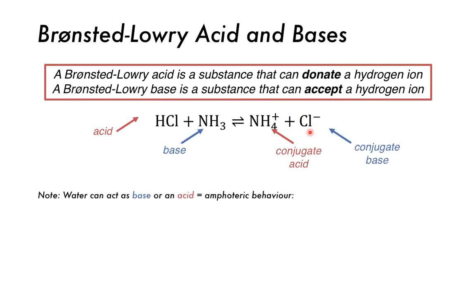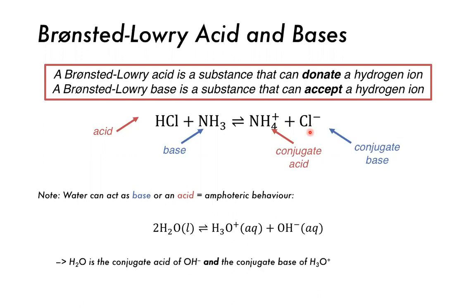So water can act as a base or an acid. This is called amphoteric behavior. So water, remember from the auto-dissociation or autoionization that we discovered earlier, two water molecules can auto-dissociate to give H3O+ and OH-. So H2O is the conjugate acid of OH- and the conjugate base of H3O+. H3O+ is the conjugate acid, OH- the conjugate base of H2O.